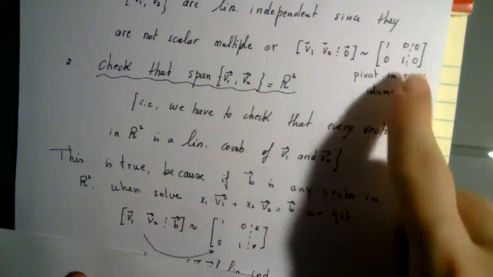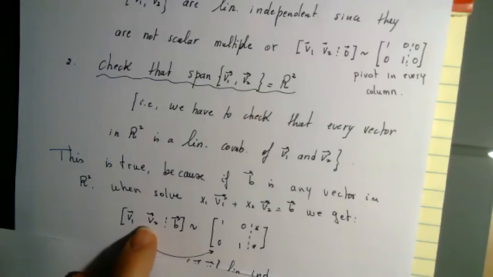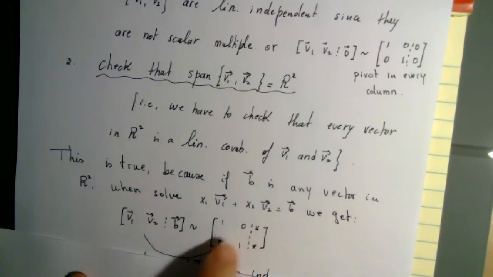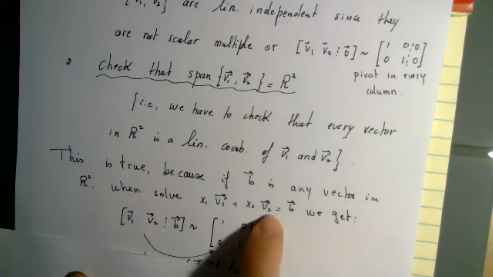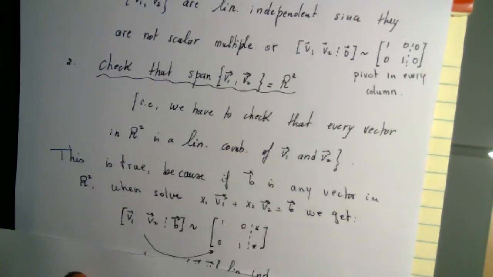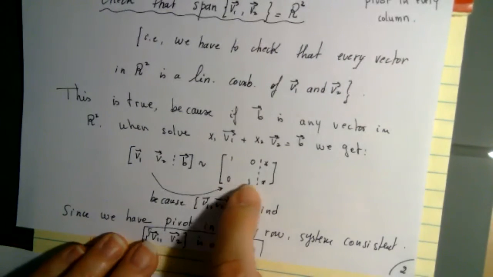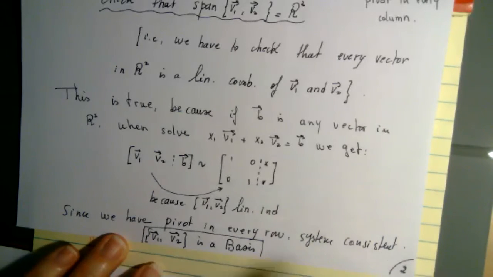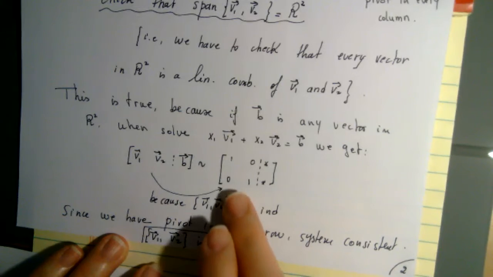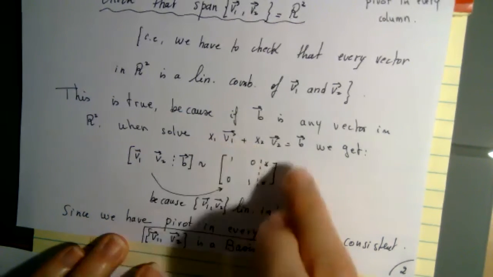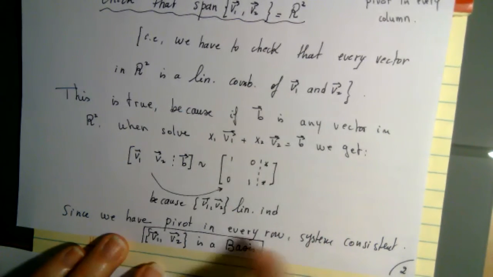Now, V1, V2, because they are linearly independent, when I find their augmented matrix, that's going to be 1, 0, 0, 1. B will be something, after the row operations will be turned to something else. But this is occurring because they are linearly independent. Since we have a pivot in every row, there is no issue with inconsistency. It means that I can find x1, x2 such that B is a linear combination. This means that every vector could be written as a linear combination. Hence, V1, V2 is a basis.